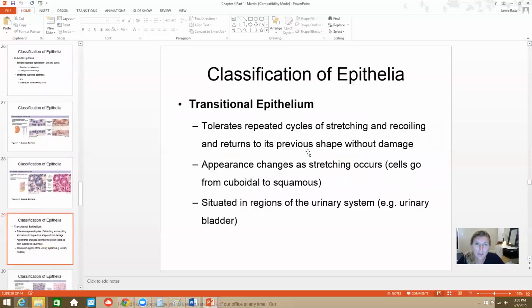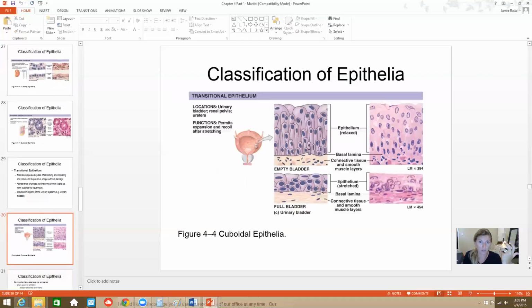There's a weird epithelium called transitional epithelium. This is not really squamous, not really cuboidal. It moves in between the two. So it tolerates cycles of stretching and recoiling. This would be found in a place like the bladder, where it's going to fill and those cells are going to squish, or it's going to be emptied and those cells can plump back up. So it goes through cycles, and that's why it's called transitional.